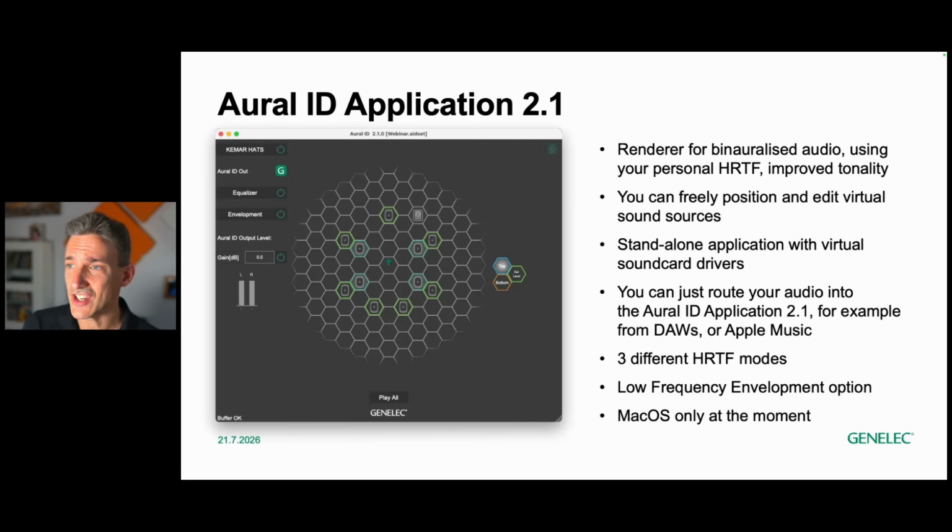It's a standalone application with these virtual sound card drivers, which makes it very easy to use, because you can, for example, route the DAW's output to this sound card. And you can also route the Dolby Atmos renderer to this sound card. In the beginning of Aural ID, we had it implemented as plugins in the DAW. And as I said, this sometimes is more complex, because then it sometimes sits at the wrong position in your workflow. Now, being a standalone application, you have full control.